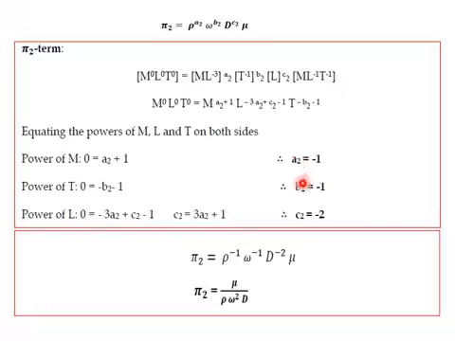Substituting the values of a2, b2, c2 in this equation, we get pi 2 as rho to the power of minus 1, omega to the power of minus 1, d to the power of minus 2, mu. So it is mu over rho omega. Here the d should have been d squared. So make this correction.